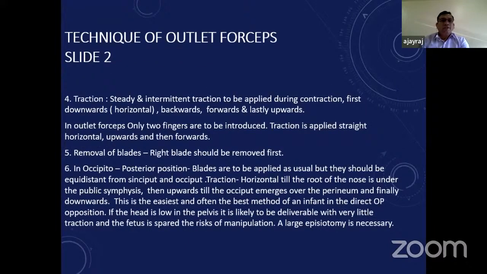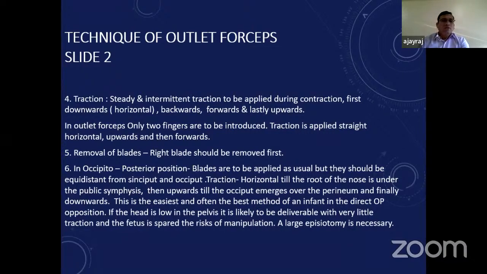Outlet forceps technique. Traction: steady and intermittent traction is to be applied during contraction. First downwards, backwards, forwards, and lastly upwards. In outlet forceps, only 2 fingers are to be introduced. Traction is applied straight horizontal, upward and then forwards.